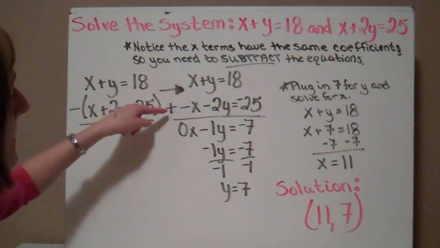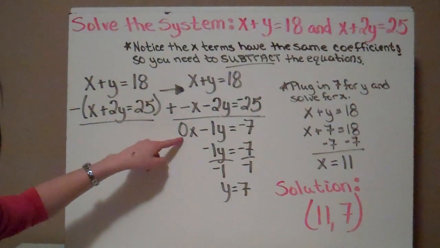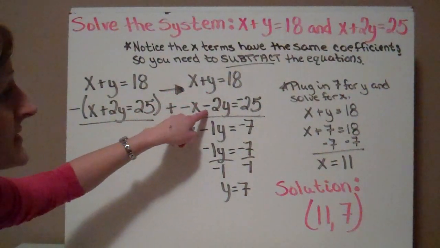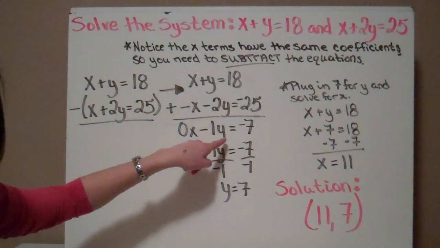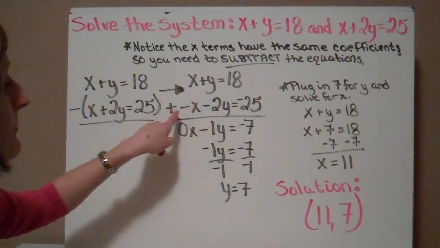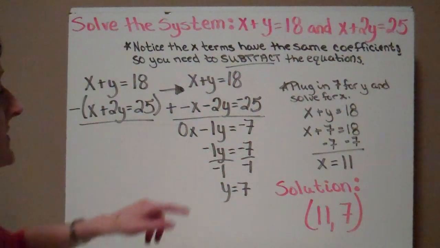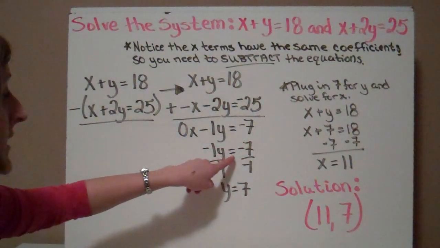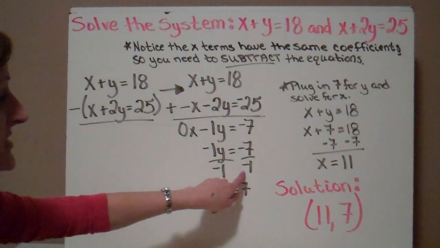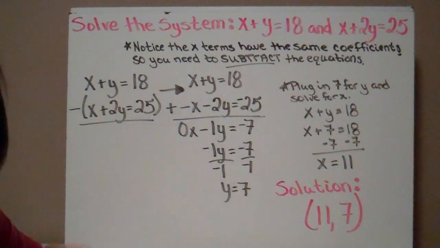So x plus -x is 0x. y plus -2y is a -1y. 18 plus a -25 is a -7. Okay, so now I'm left with -1y equals -7. Divide each side by -1 and y equals 7.